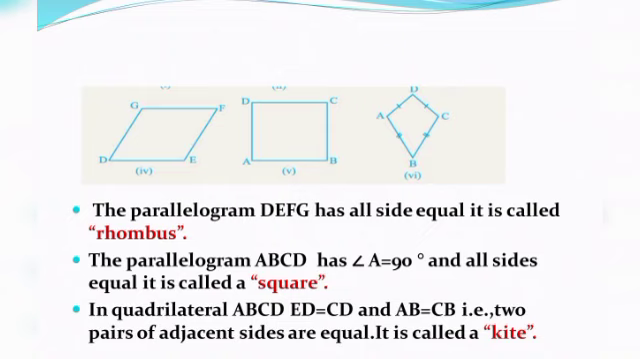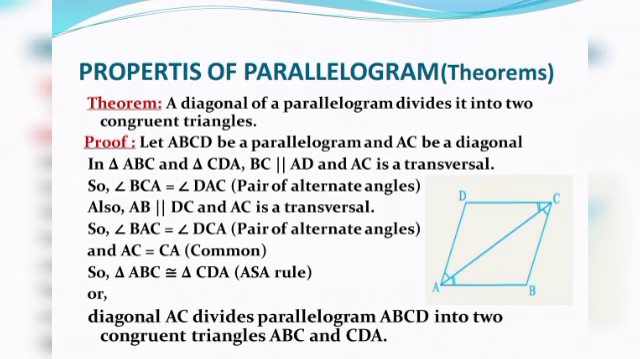Are all parallelograms. A square is a rectangle and also a rhombus. A parallelogram is a trapezium. A kite is not a parallelogram. A rectangle or a rhombus is not a square. And the next one is properties of a parallelogram.